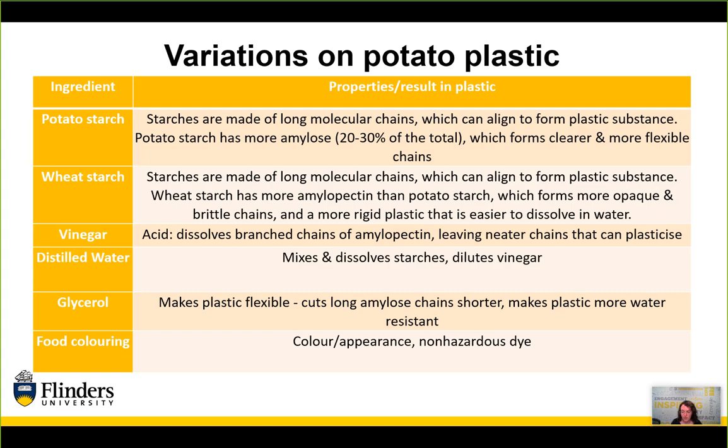Now, the type of starch you use, the type of acid you use, how much water you have, and any other things you add are going to change the way the starch works. So potato starch has less amylopectin and more amylose. The result is that you get a slightly clearer plastic when you're working with it, because the acid is going to break up fewer of those amylopectin chains. Wheat starch, on the other hand, tends to be more opaque because it's got more amylopectin in it. It also tends to be a little bit more brittle when you make it.